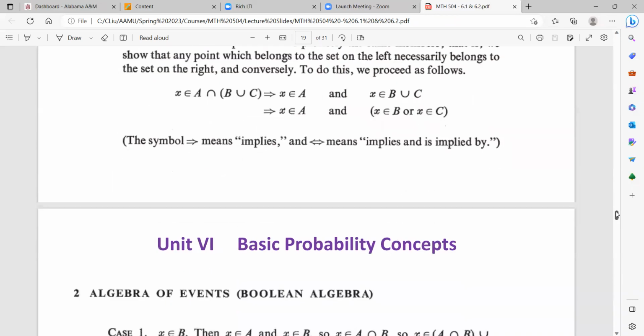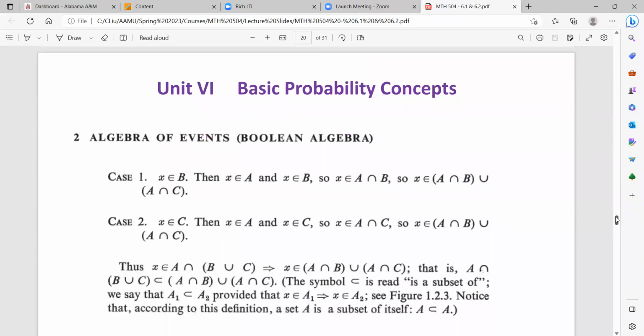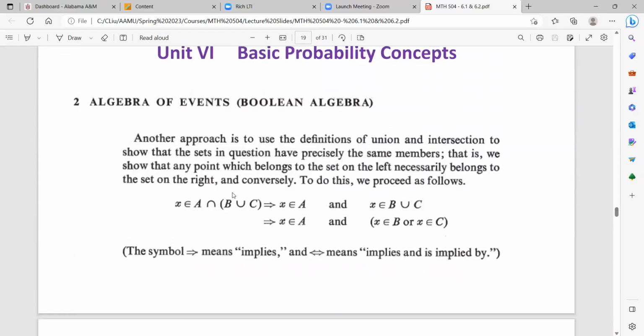Okay, let's see what happens then. Okay, so suppose X is in B, then what happens? And then the other case is X in C, and what happens? Okay, so remember X is always in A, right? On the left-hand side, X is in A. It just splits between B and C.